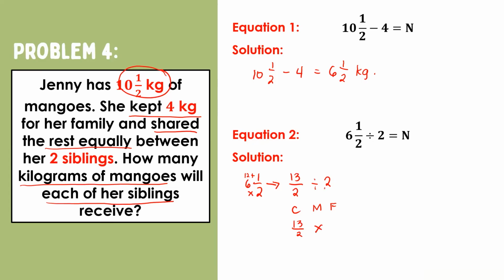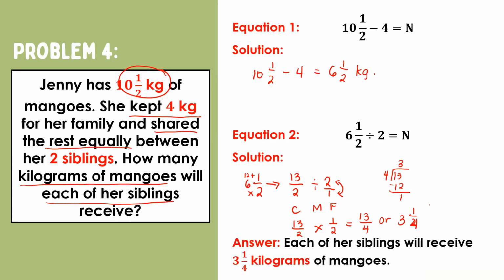Recall that all whole numbers can be expressed as fractions by placing it over a denominator 1. So this is 2/1. And when we flip it to get its reciprocal, that will give us 1/2. Multiplying 13/2 and 1/2 will result to 13/4. This is an improper fraction, so let us divide 13 by 4. 13 divided by 4 is 3, with a remainder of 1. So, we now have 6½ divided by 2 is 3 1/4.